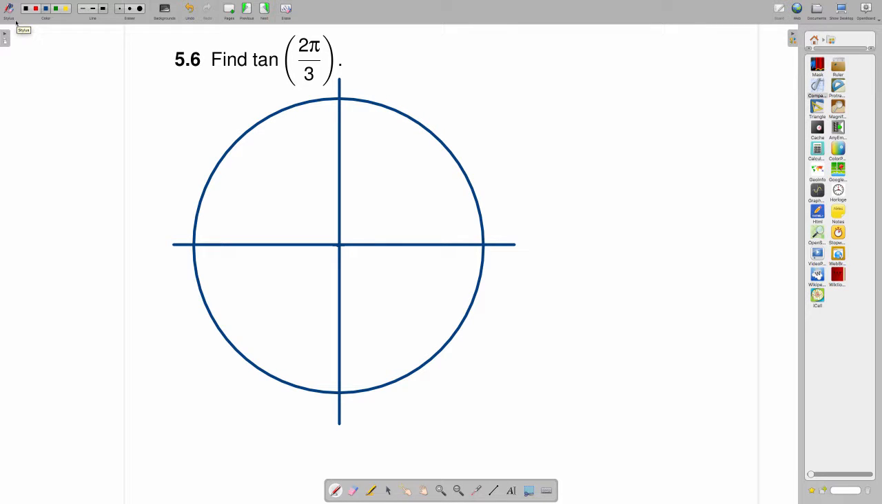Find the tangent of 2 pi over 3. Well, 2 pi over 3 is one of those angles where you do not need a calculator to figure out the tangent. First thing we're going to do is go to the definition of the tangent. And the tangent is just the sine over the cosine.